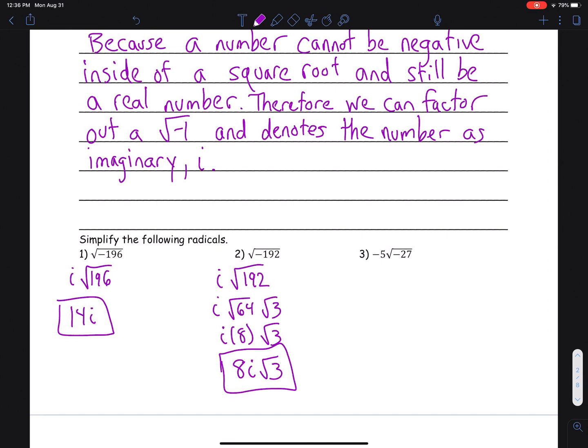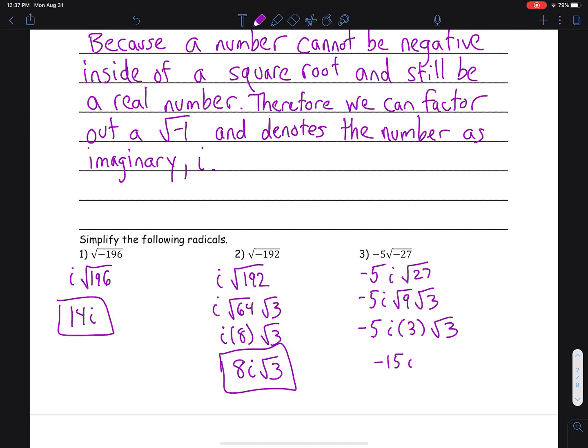I want you guys just to take a minute, pause the video, try number 3. Play it when you're done. So number 3, same process. Negative 5, I'm going to take out radical negative 1, or i. That makes the 27 positive on the inside of the radical. Simplify radical 27 to radical 9, radical 3. That would be negative 5i times 3 times radical 3. Now we can multiply negative 5 and 3. You get negative 15i radical 3.